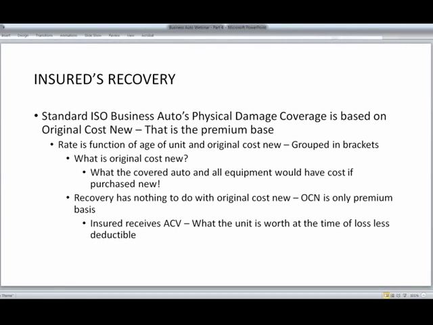You owe it. Recovery has nothing to do with the original cost new. It's only a premium base. The insured receives ACV, what the unit's worth at time of loss, less the deductible. There's no capping of it.